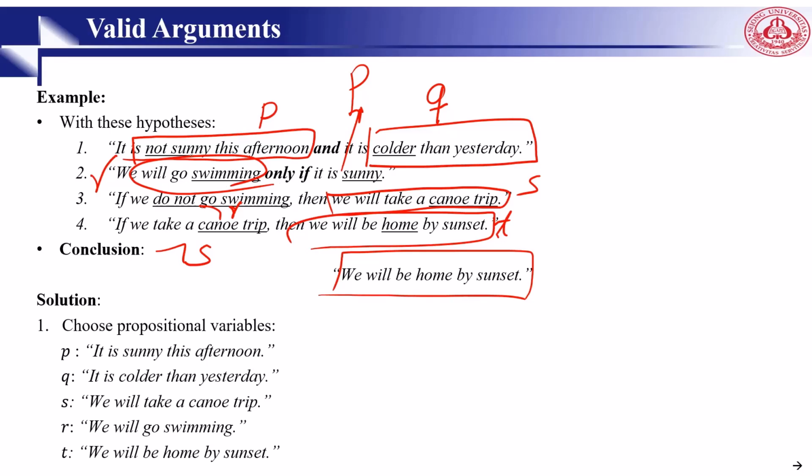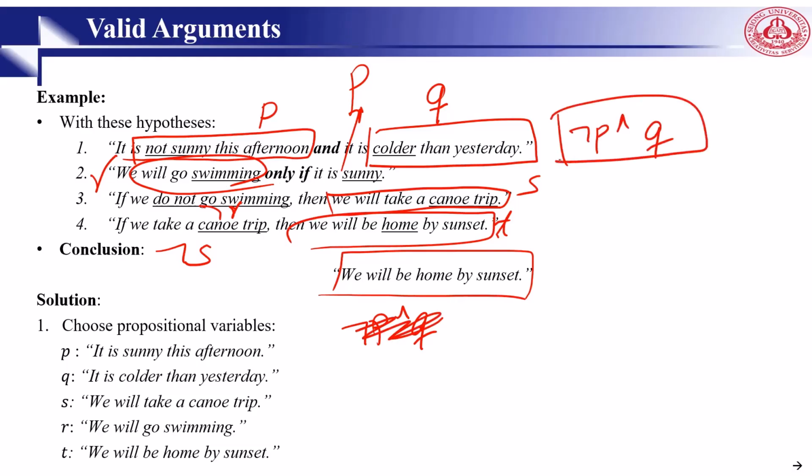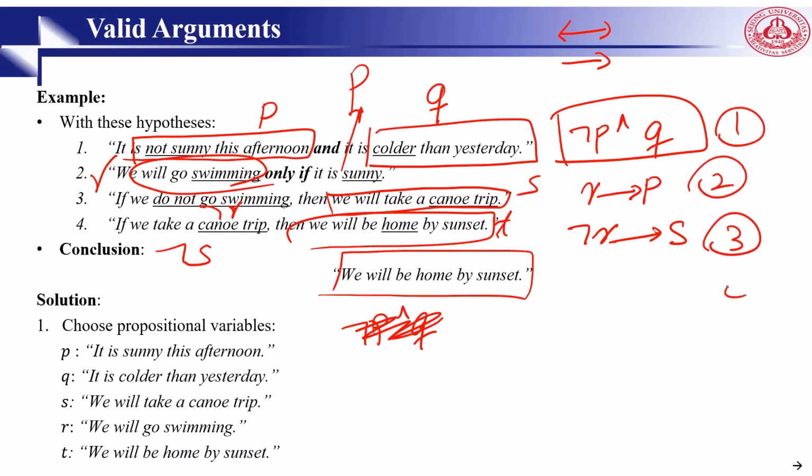So first, not sunny this afternoon and colder than yesterday, Q. This is 1, right? So let me write here. Not P and Q. This is the first one. Second one is we'll go swimming only if. It means only if, right? P. If and only if is this one. Only if is this one, right? We do not go swimming, not R, then S. We'll take a canoe trip. The last one is 4. So this is number 1, this is number 2, this is number 3, number 4.